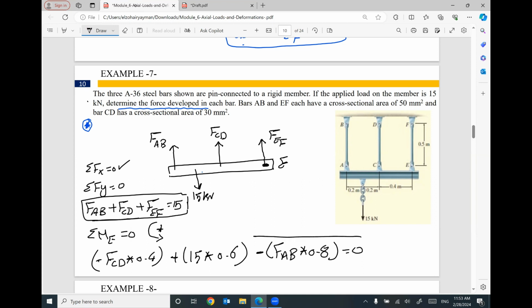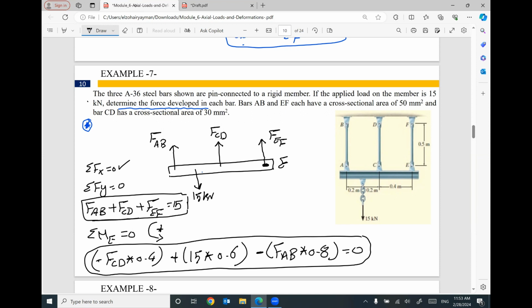This is the second equation. I cannot do anything more. So summation of Fy and summation of moment give you two equations in three unknowns. I cannot solve them because the summation of force gives you an equation with three unknowns. Yes, summation moment gives you an equation with two unknowns, but I cannot do anything more.